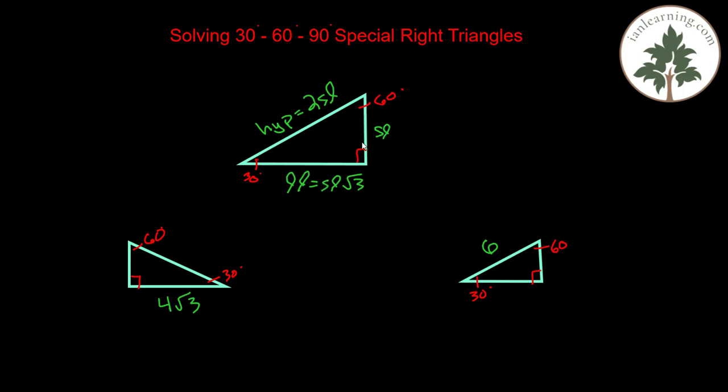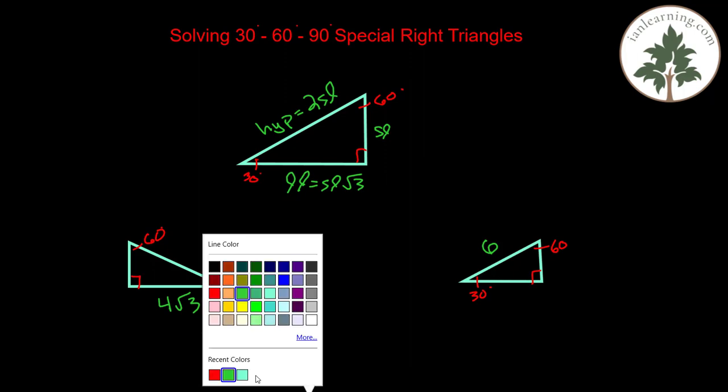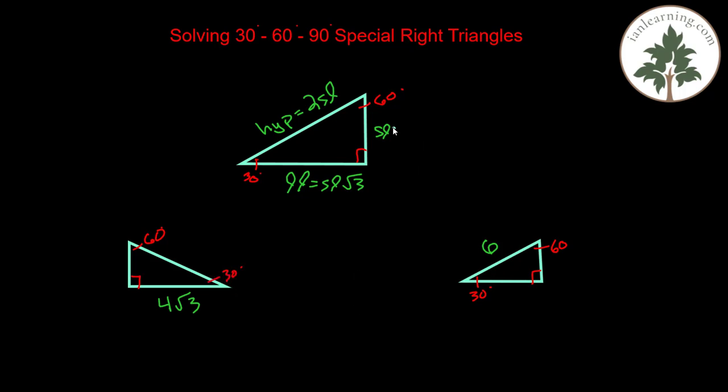Now to solve it, we need to know at least one of the legs. So let's say that the short leg equals 5. Could be centimeters, could be kilometers, miles. Let's just call it 5 units right now. So you have to be given one of the sides. In your problems, you'll be given one side.